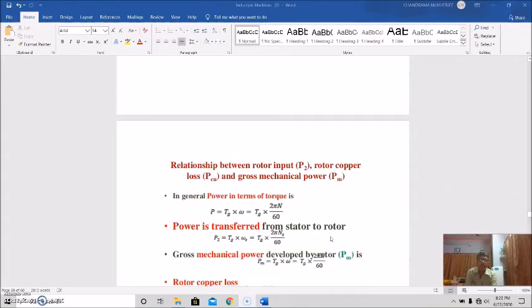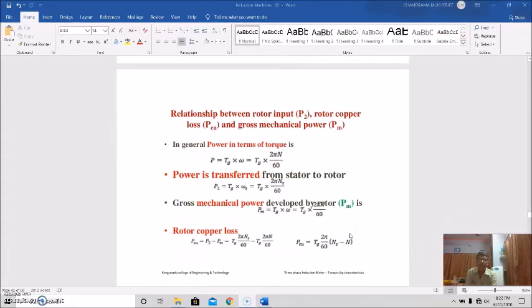With this we can find the relationship between the rotor input, rotor copper loss and gross mechanical power. In general, power in terms of torque is P equal to omega times T, where omega is 2 pi n by 60. Power is transferred from the stator to the rotor at synchronous angular speed, so P2 equals Tg into omega s.